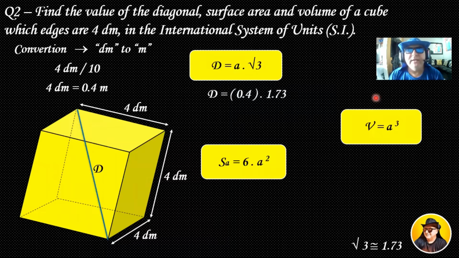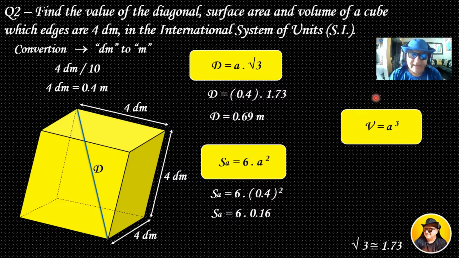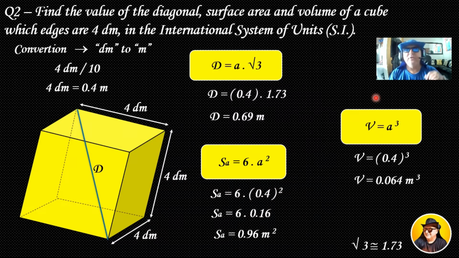So let's find the diagonal. 0.4 times 1.73 is 0.69 meters. So this is the diagonal length. Let's find the surface area. 6 times 0.4 squared. Well, 0.4 times 0.4 is 0.16, times 6. So the surface area of that cube is 0.96 meters squared. And the volume? The volume can be given by 0.4 cubed, 0.4 times 0.4 times 0.4. So it is 0.064 meters cubed. Question number 2 is done.